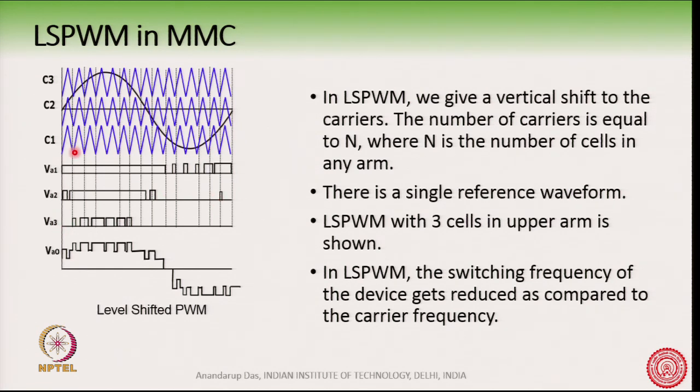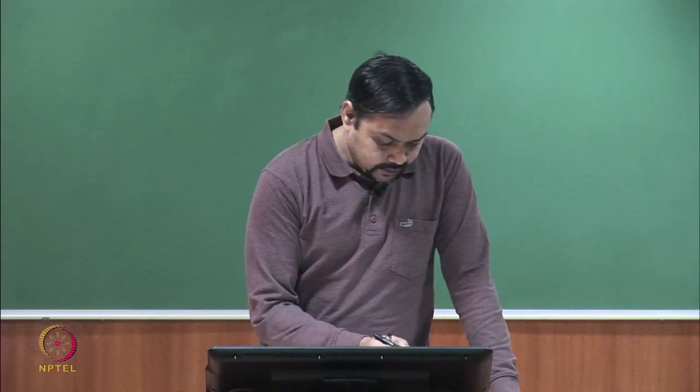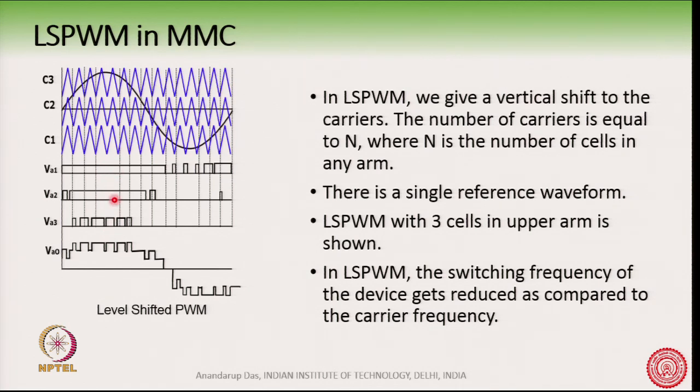And the third section is here. So, for the third cell, there will be switching action here, and otherwise it will be completely turned off. As you can see, for the third cell there are switching actions because the reference waveform is crossing the carrier here. So, there is a switching action here, otherwise it is fully turned off. Okay. So, basically the same thing, and then we add these three waveforms to get the arm voltage. Okay.